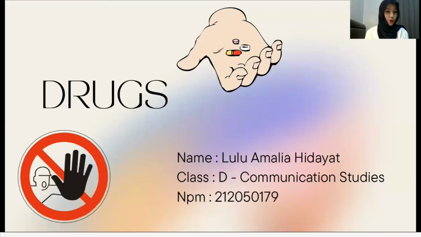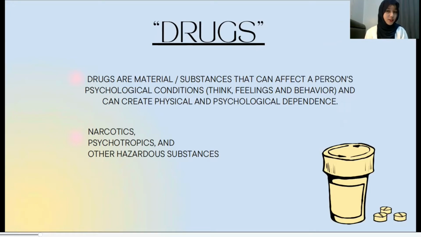And then in this video, I will present material about drugs. Okay, let's get started. First, I will explain what a drug is. Drugs are materials or substances that can affect a person's psychological conditions, that is thoughts, feelings, and behavior, and can create physical and psychological dependence. Drugs are further divided into several types, namely narcotics, psychotropics, and other hazardous substances.